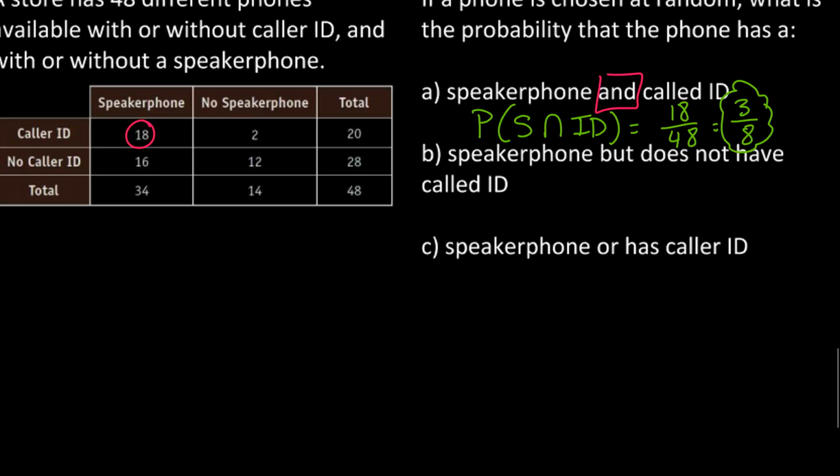So we want speakerphone and no caller ID. So where's the intersection between those two? At 16. And our notation, P, S, and it's still "and", so we put the upside down U, but no caller ID. So this time I'm going to put ID with a what next to it, you think? A C. Good. And that is 16 over 48, which simplifies to 1/3.